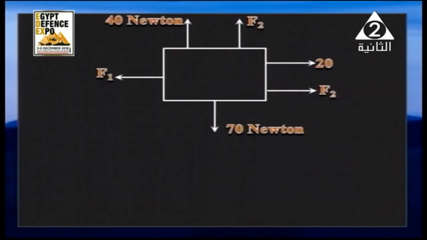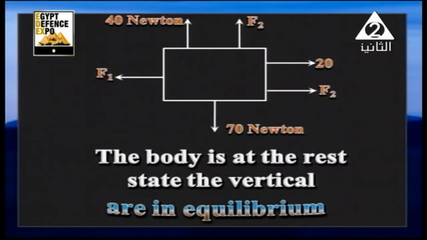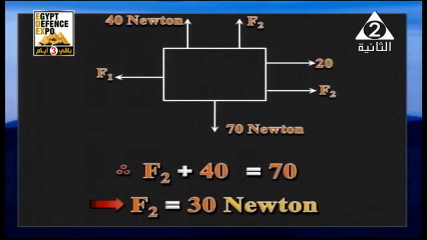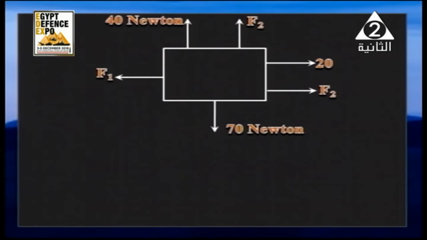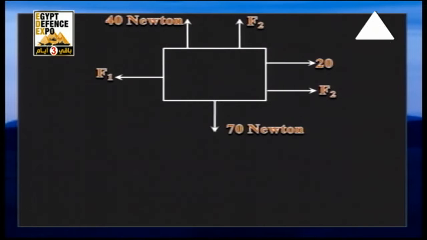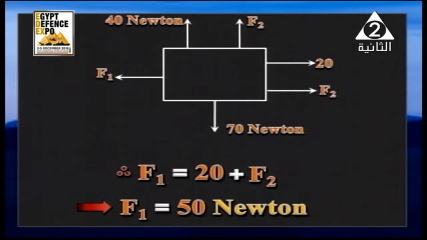Look at the graph. The body is at the rest state. The vertical forces are in equilibrium. Therefore, F2 plus 40 equals 70, so F2 equals 30 Newton. My dear student, look at the horizontal forces, also in equilibrium. Therefore, F1 equals 20 plus F2. By substitution, F2 equals 30, therefore F1 equals 50 Newton.